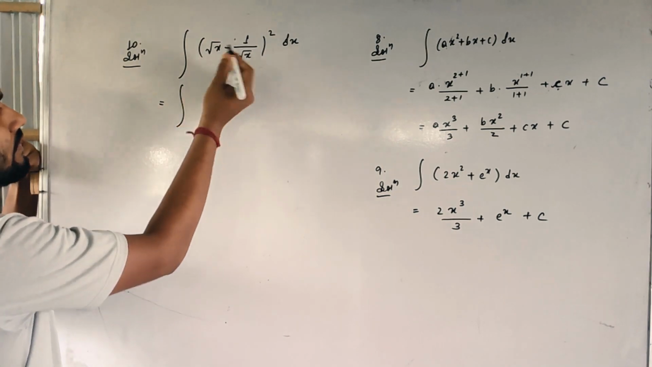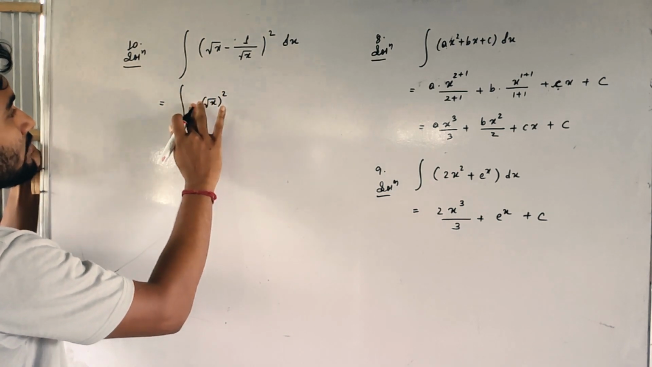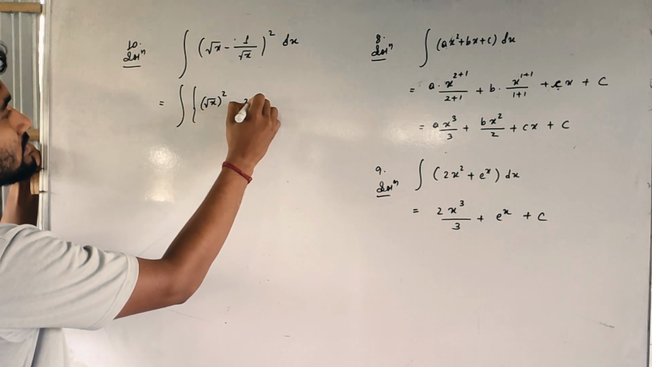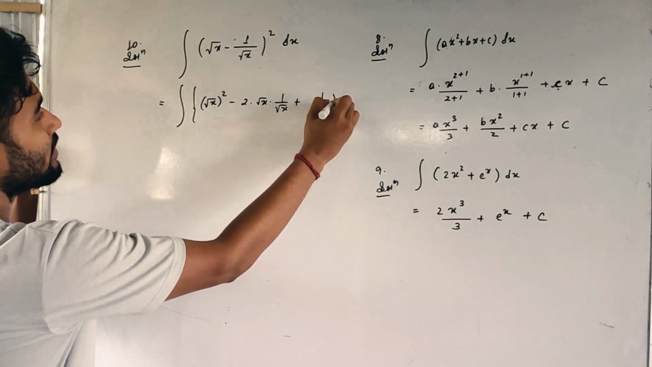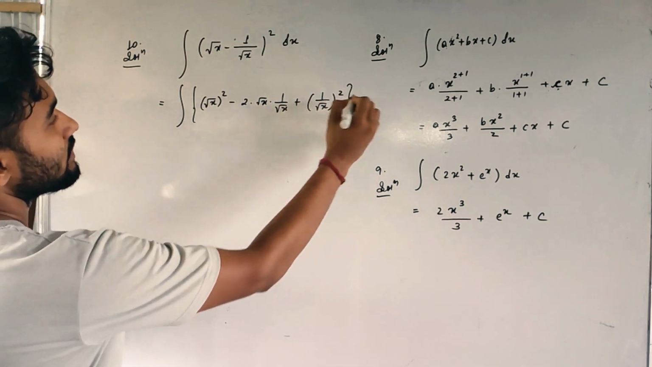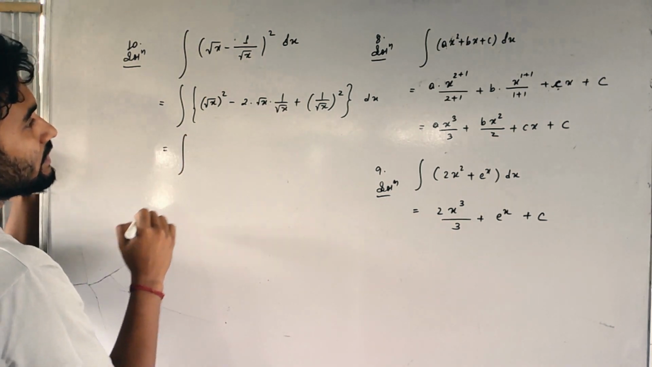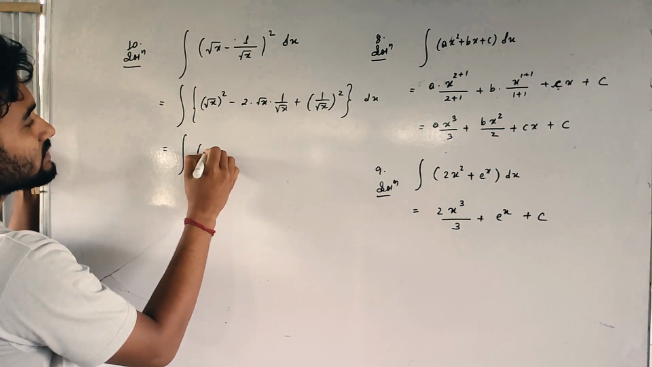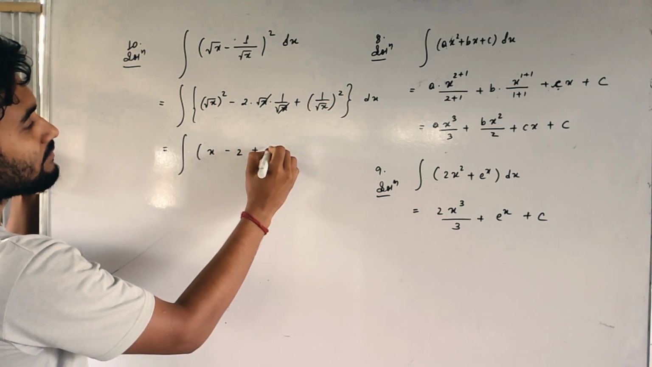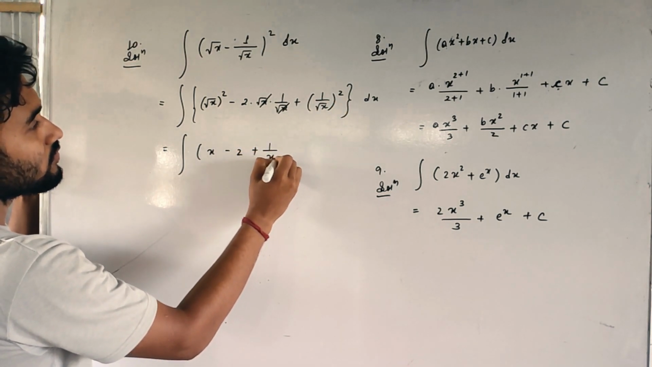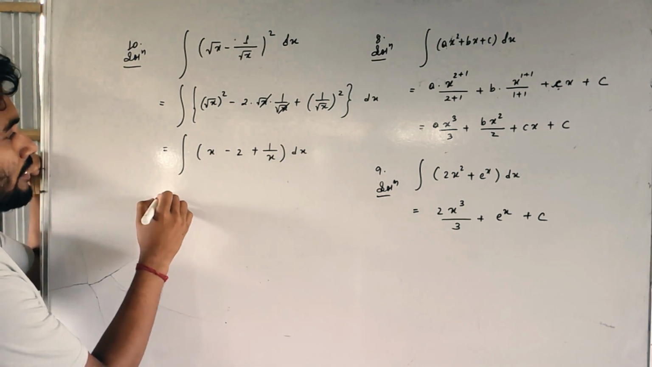Okay, so if I break this, (a − b) whole square will be a square minus twice ab plus b square, and then dx. So using the formula of (a − b) whole square, this is equal to the integral of: √x square is x, the root x cancels, minus 2, and then plus 1 by √x square, which is x, and then dx. Done.